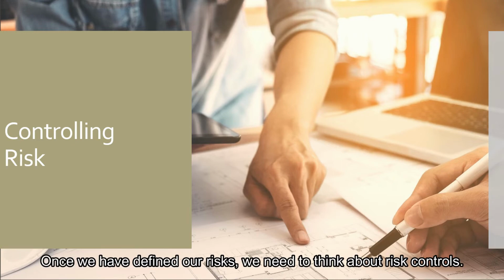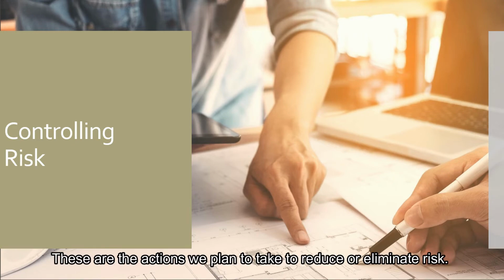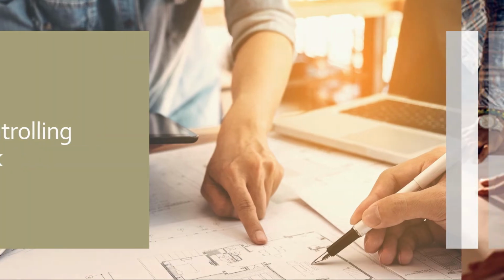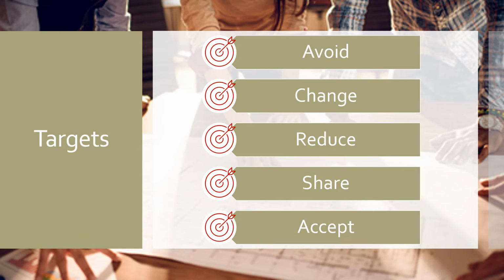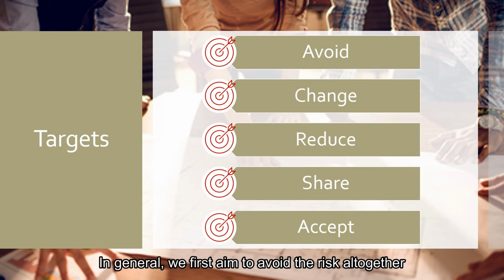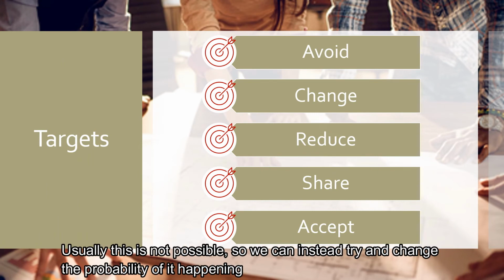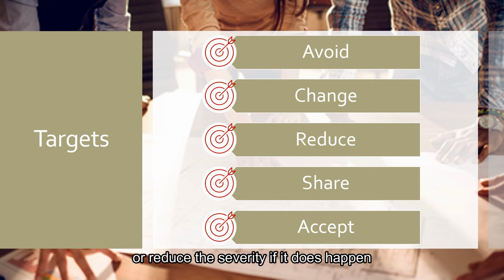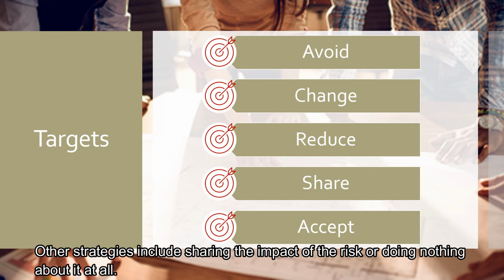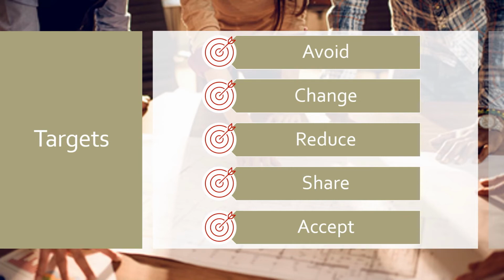Once we have defined our risks, we need to think about risk controls. These are the actions we plan to take to reduce or eliminate risk. In general, we first aim to avoid the risk altogether. Usually this is not possible, so we can instead try and change the probability of it happening or reduce the severity if it does happen. Other strategies include sharing the impact of the risk or doing nothing about it at all.